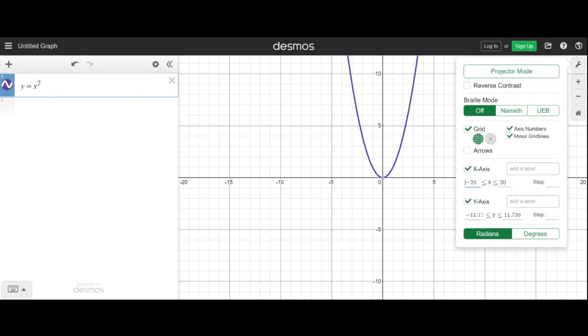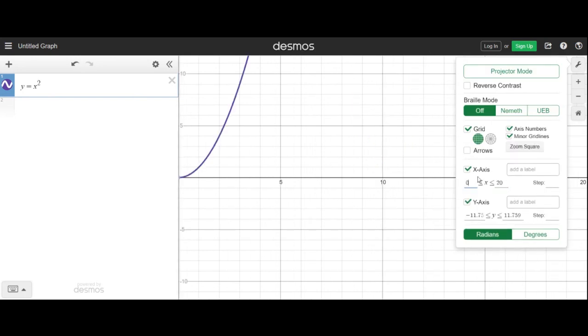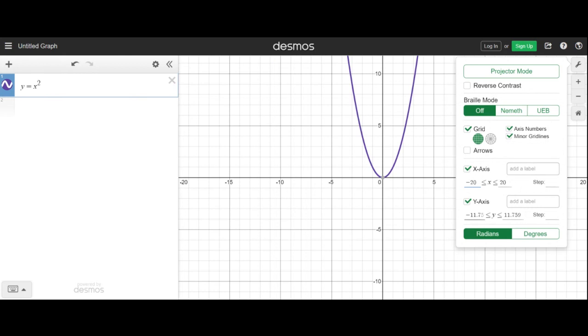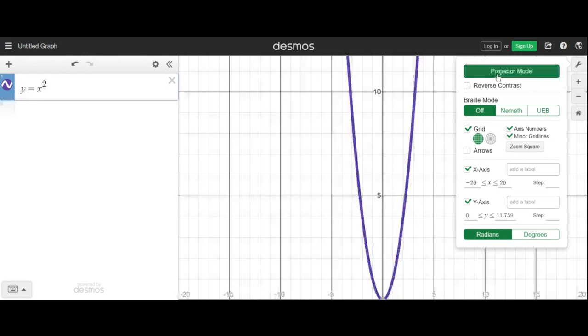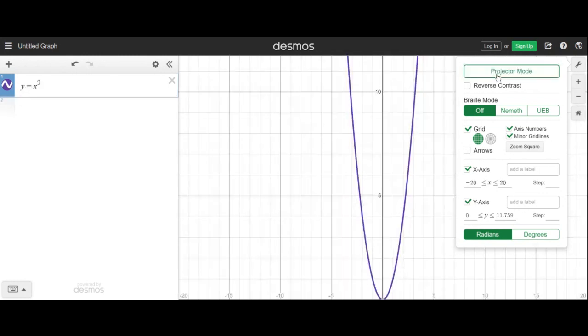I can adjust my axis. Well, x is between -20 and 20, but I can have y to be between 0 and what. So the wrench, you can do a lot of things. And then there's a projector mode here. Okay, that just makes things a little bit more bold, I guess. That's fine.